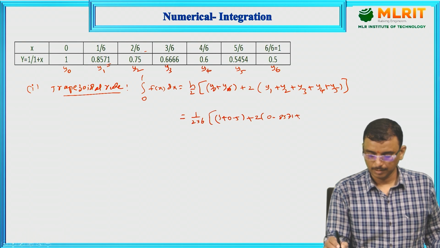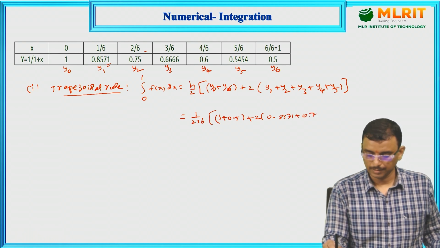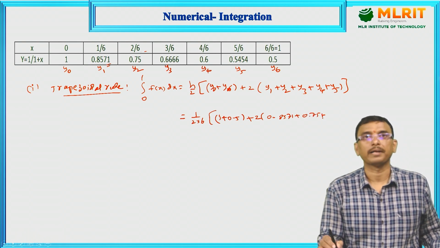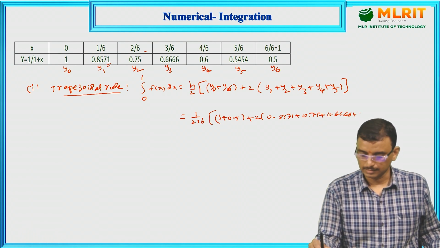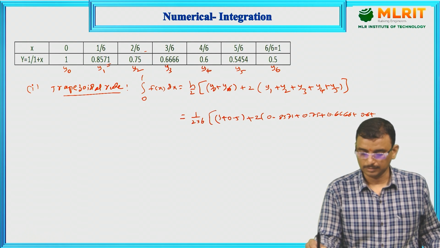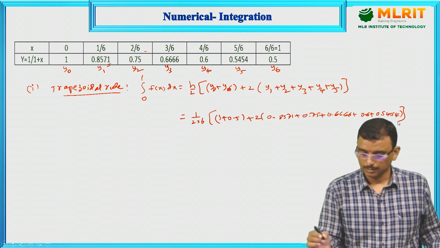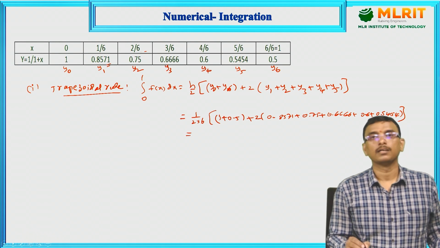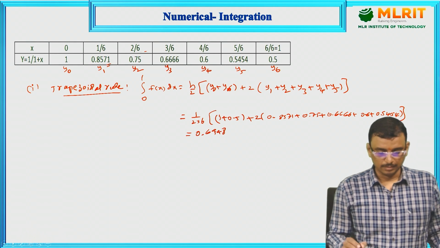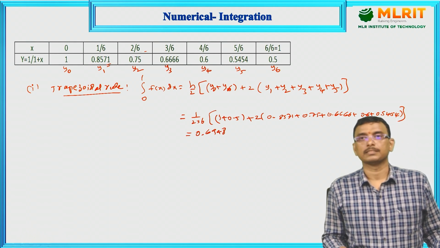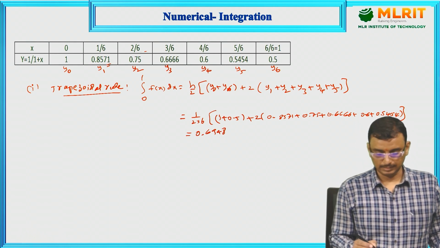0.8571 plus 0.75 plus 0.666 plus 0.6 and 0.5454. So by evaluating this, we get the answer as 0.6948. So we get 0.6948 by evaluating this integral.